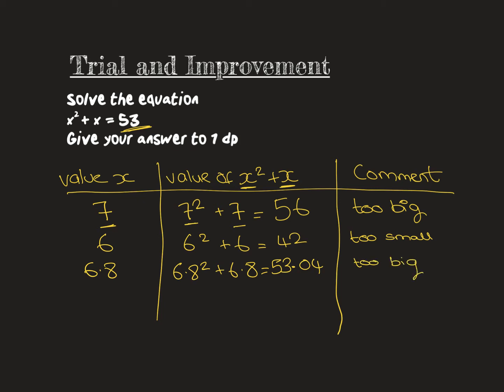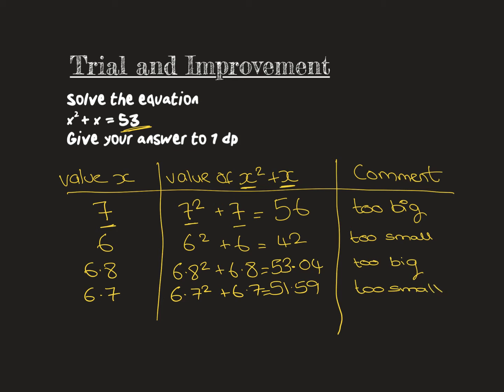Now, you might think, well, that's as close as you're going to get, so I'll just go with 6.8. But you need to be sure. You need to have evidence to prove that 6.8 is the closest answer. So because that's too big, I'm going to try 6.7, just to see what it will give me. So 6.7 squared plus 6.7 equals, and that is 51.59, which is too small.